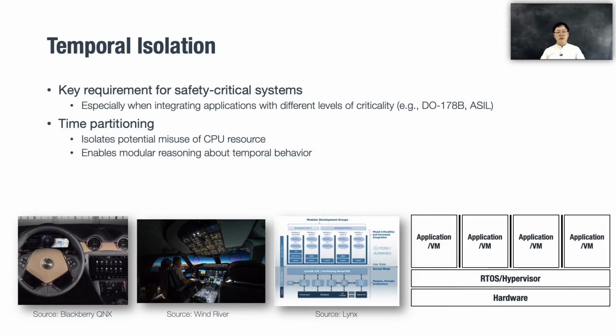Temporal isolation is achieved by partitioning the CPU time. That is, each application is given a guaranteed amount of CPU time, so we can isolate potential misuse of CPU, and also we can reason about individual applications' temporal behavior independently.